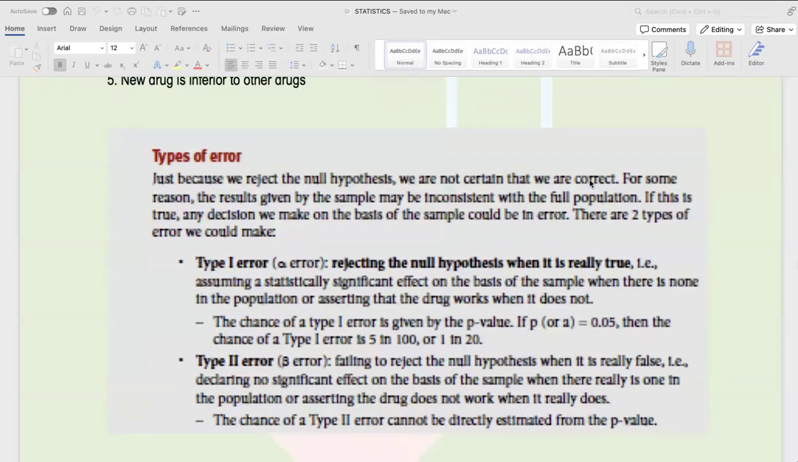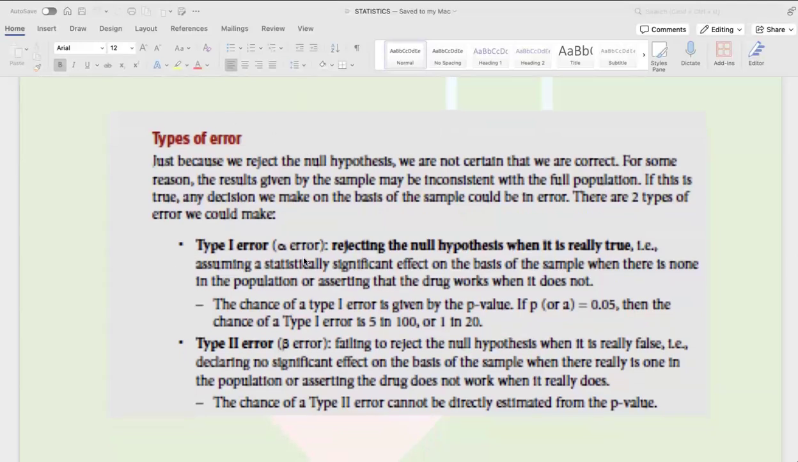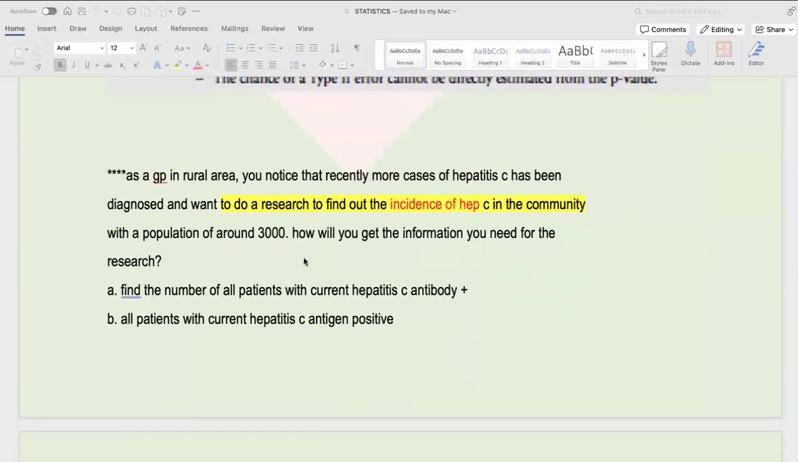Now, I'm not going to bombard you with this type 1 and type 2 error. You can go through this in your own time. Not very important for exam. Very rarely it sometimes can come, but you can give it a read if you like.